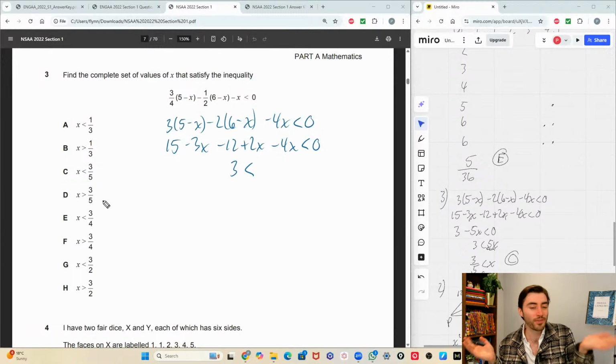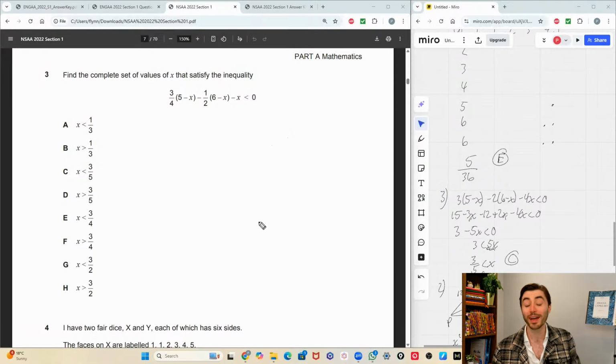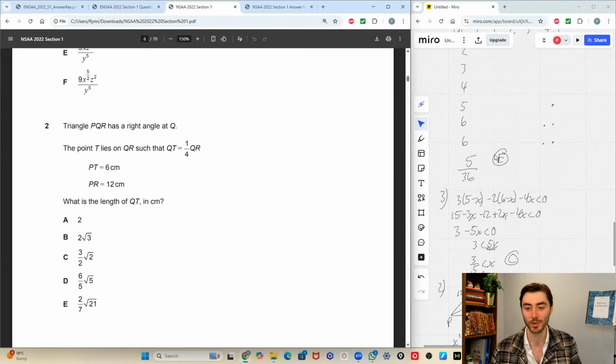Everything's fine. I'm fine. I'm a healthy, well-adjusted adult, and I can cope with this situation. So anyway, I got the right answer. I just circled the wrong one. Moving right on, you saw nothing. There is no evidence that this ever happened. Question 2.